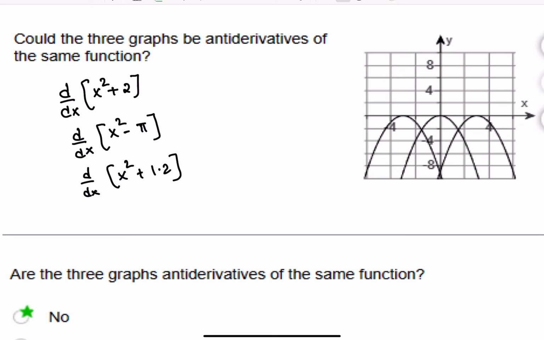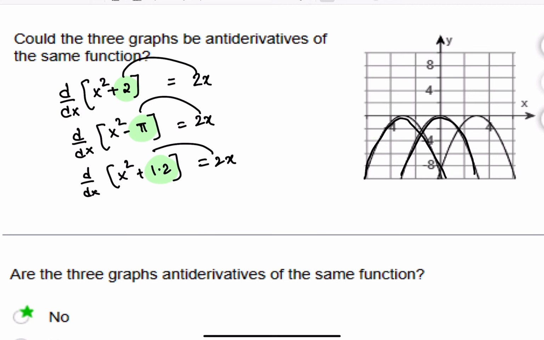If you look closely, the derivative of all of this is 2x, 2x, and 2x. They're asking me, can the antiderivative of these functions be these graphs? Now, it might look kind of complicated, but look what's happening. I want you all to graph these and see how the graph looks. The graph would look something like this, going up and going down, right?